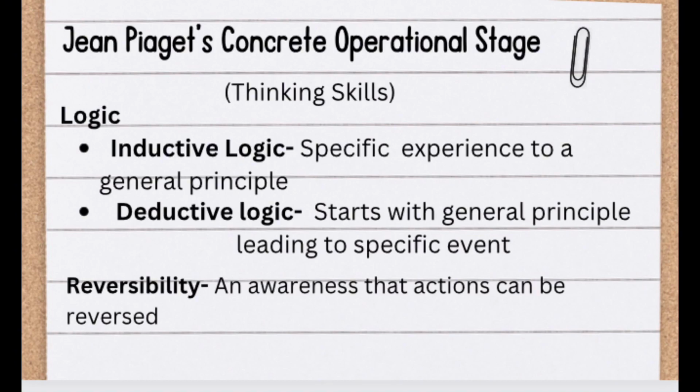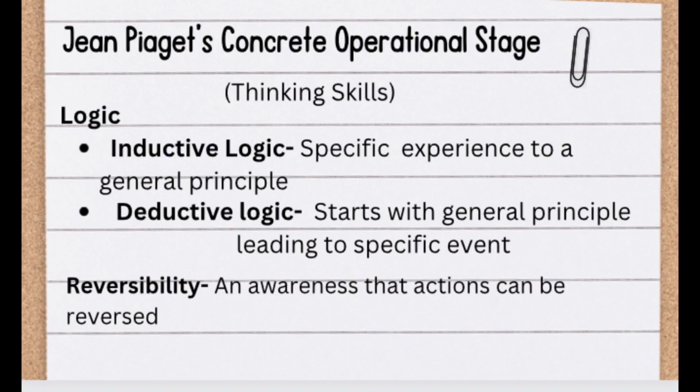When we say deductive logic, it is a general principle leading to a specific event. For example, all men are mortal. Joey is a man. Therefore, Joey is mortal. All men are mortal, so that is the general principle, while Joey is a man, so that is a specific person.